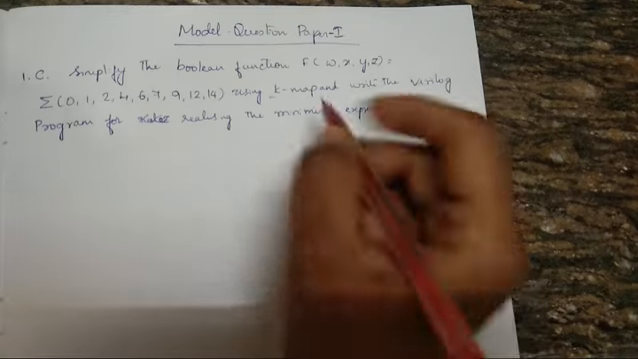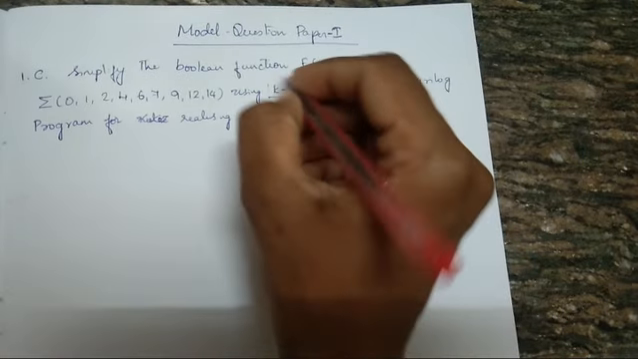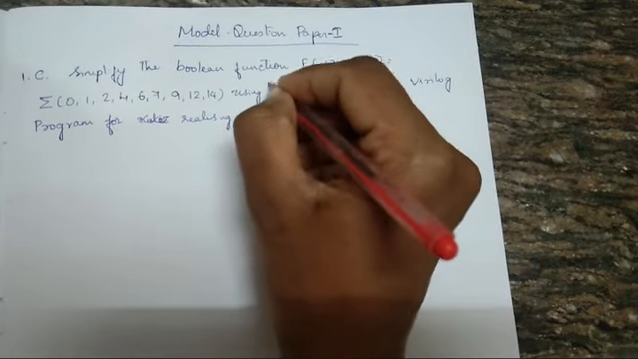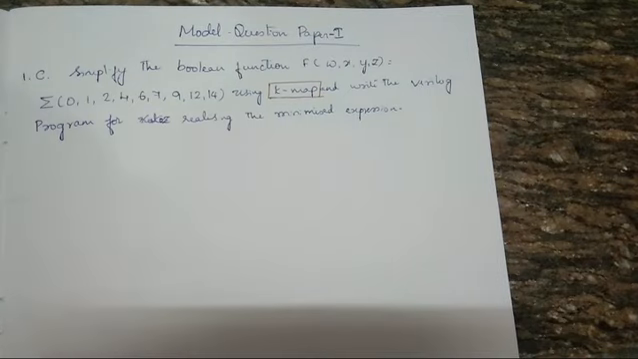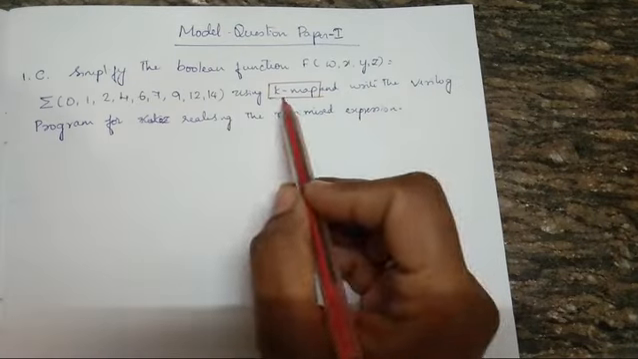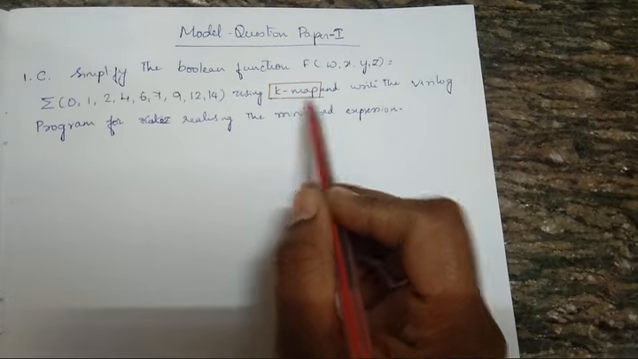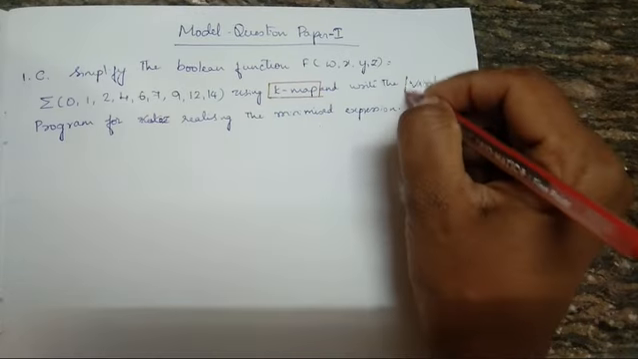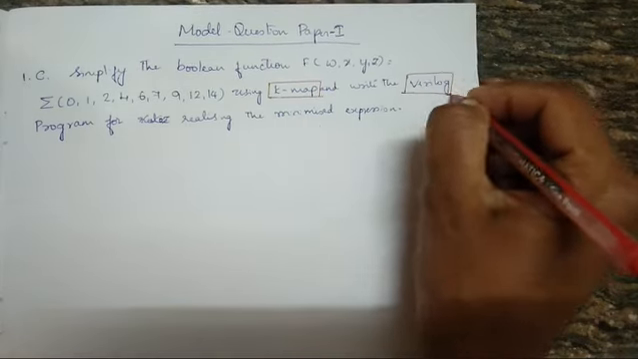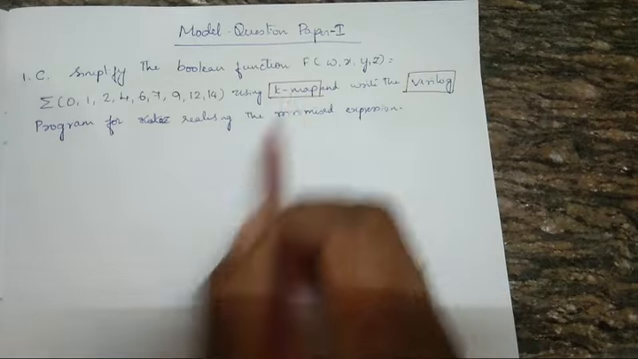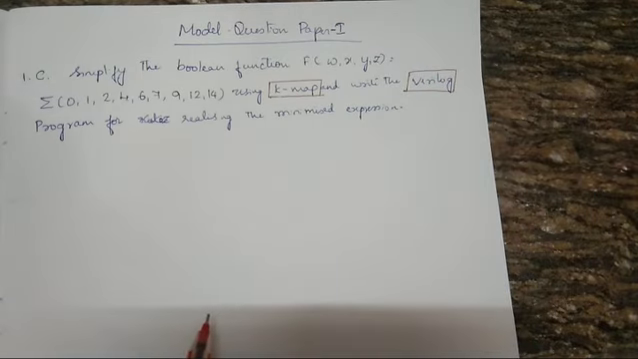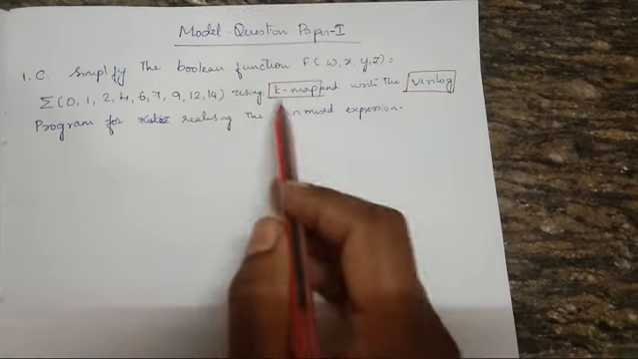The first part is we have to solve this using the K-map. Okay, so we have a K-map concept here, and then after solving this expression using a K-map we have to write the Verilog program, the Verilog program for the minimized expression. So let us start with writing a K-map.